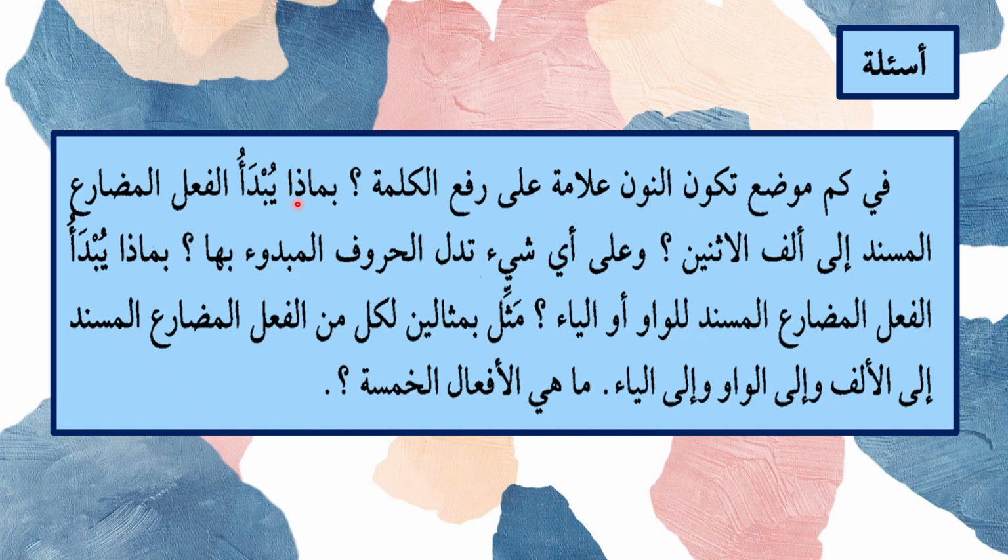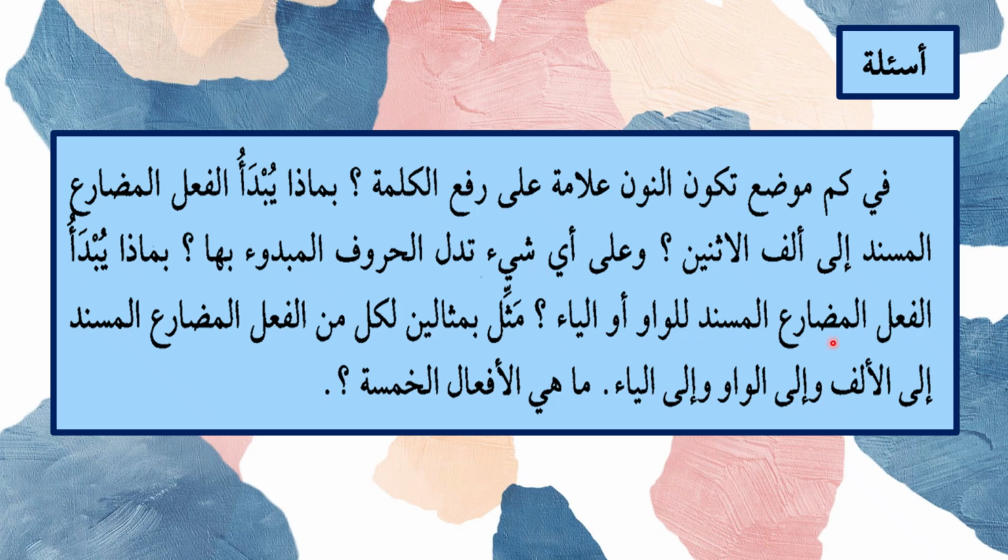Then bima yabda'u al-fi'l al-mudari' musnad ila alif ithnayn, means with what does it start when it is joined with aliful isnain? Bimaza, with what does it start the fi'l mudari when it is joined with the aliful isnain? So the third one is wa ala ayyi shay'in tadullu huruf mabdu biha. And what does it say when the fi'l mudari is joined with aliful isnain? All these letters that start, that is the letter ta and ya, what does it refer to?